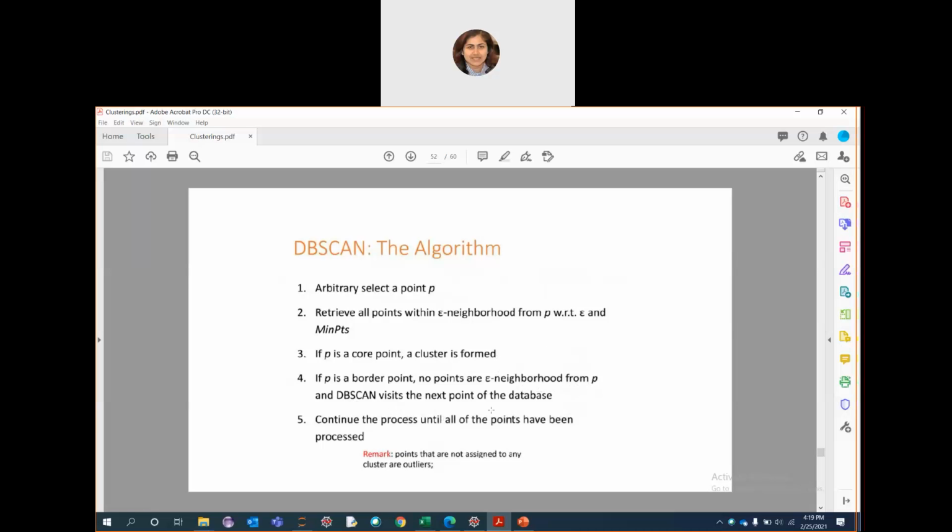So you keep on doing the same thing until all the points, let's say you have 10 points, until you cover all the points one by one in the data set. This thing is to be frequently repeated.